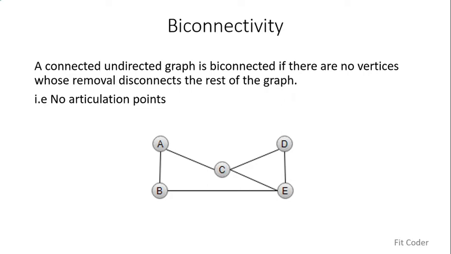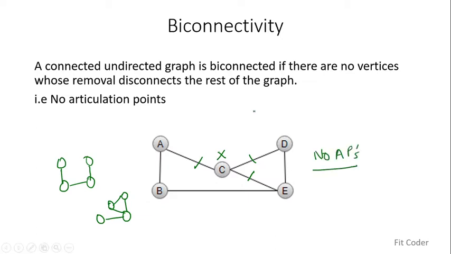So if we see this example, there are no articulation points in this graph, because if you remove the C vertex and the edges that are attached with it, you will get the graph like this. If you remove A, you will get the graph like this. So the graph is still connected and the number of connected components has not increased. So in this graph, there are no articulation points. So whenever there is such a case, we can say that the graph is biconnected.